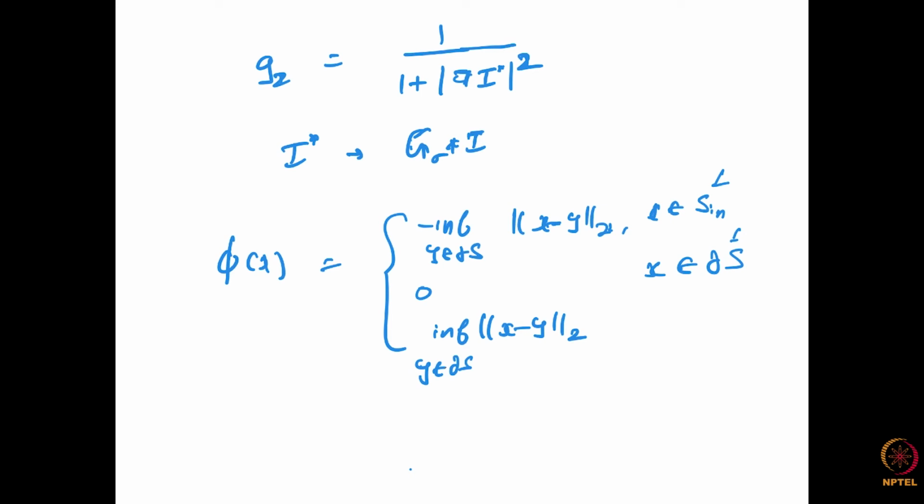Here x belongs to s out, which means you are outside the boundary. So if you are doing some organ segmentation, everything inside the organ will get a negative sign, everything outside the organ will get a positive sign, and on the boundary of the organ you get 0. This denotes the Euclidean distance between x and y. This is called the signed distance function. Like we mentioned, phi of x equal to 0 will give you the segmentation contour.